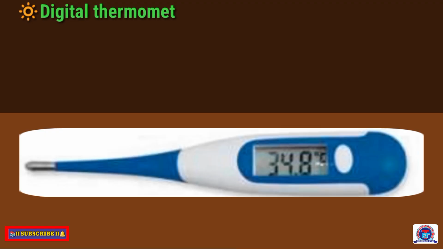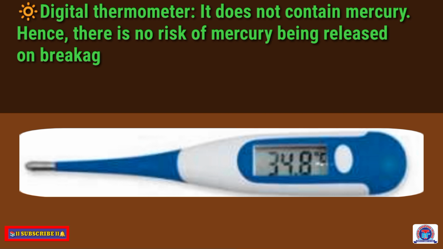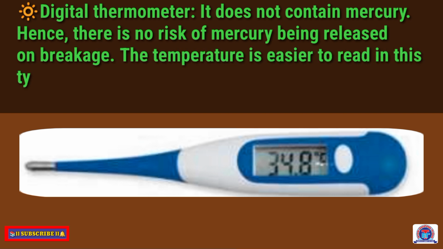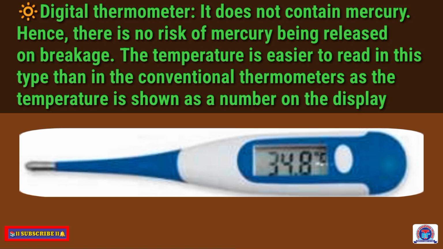Now we understand the digital thermometer. It does not contain mercury, hence there is no risk of mercury being released or breakage. The temperature is easier to read in this type than in the conventional thermometers as the temperature is shown as a number on the display, right?